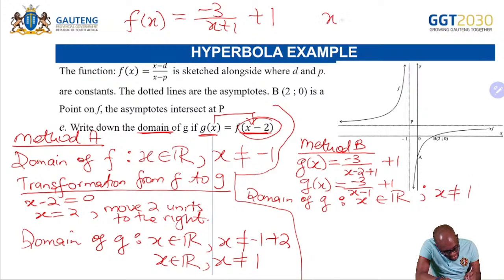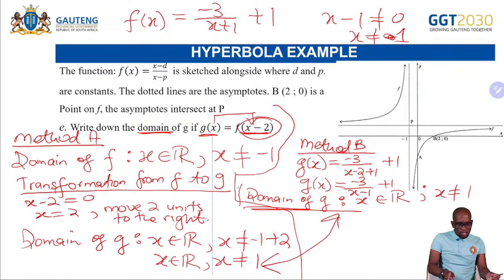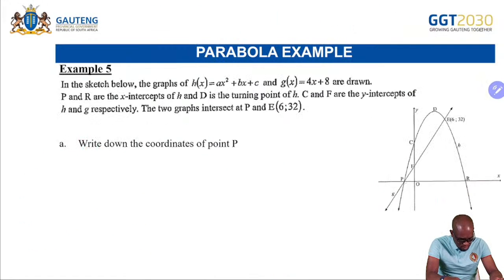You can say, but x minus 1 cannot be equal to 0, which means x cannot be equal to what? Cannot be equal to positive 1. So if you check this domain here, it is the same as the domain that you got there, but using different methods. So you will always check which method you are most comfortable with, and try to be consistent in using that particular method.